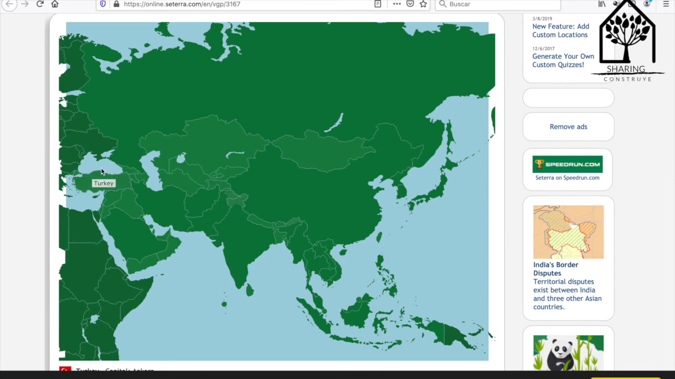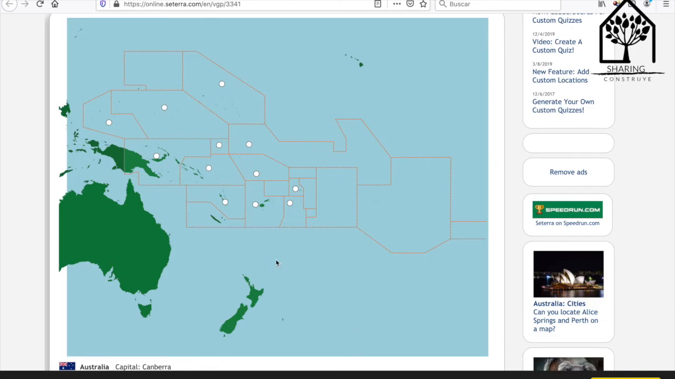Turkey is a country that spans a bit of Europe, but it's mostly in Asia. The big one here on the center is Kazakhstan. And here between Russia and China we have Mongolia. Now let's have a look at Oceania. Here we have the big one, Australia. Then on the east, New Zealand.